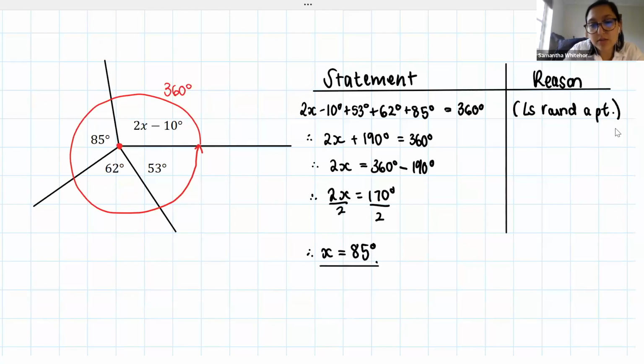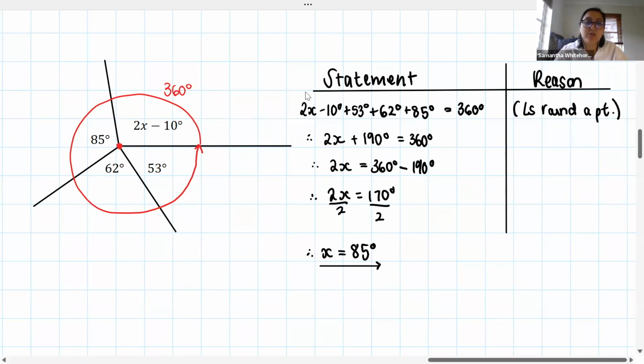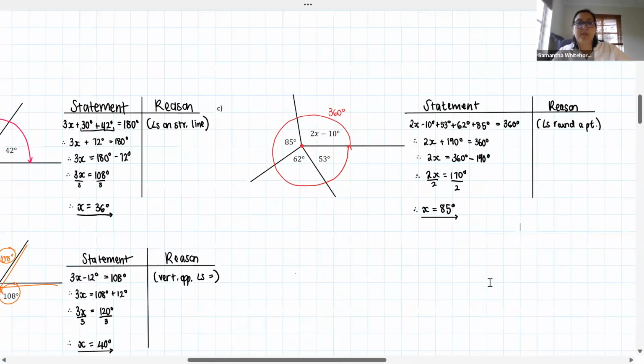Again, if you want to check yourself, just sub it into the original question or into your original statement and make sure that when you add the angles up around that point, you do get 360 degrees. So there's always a way to check yourself when it comes to geometry, through substitution or back into the diagram. So use that. Okay, there's no point in getting things wrong if you can check.